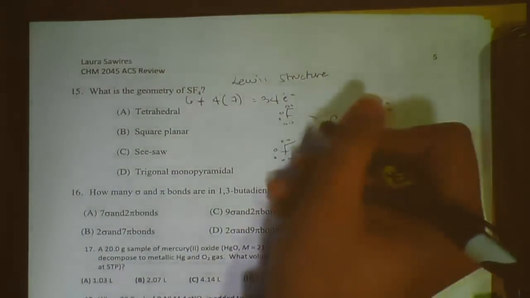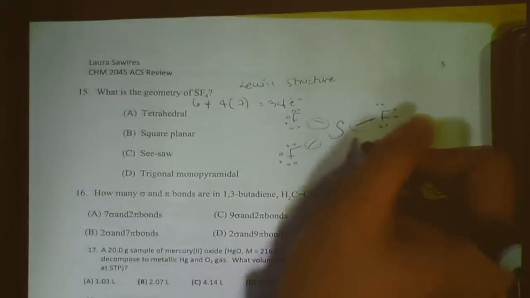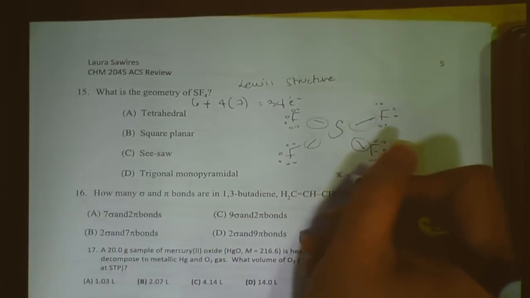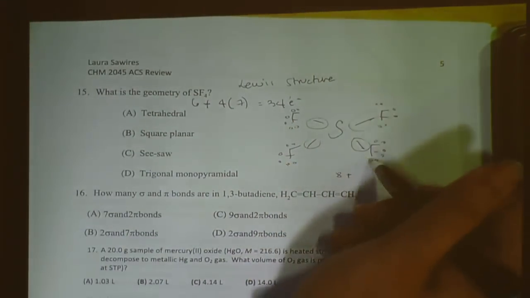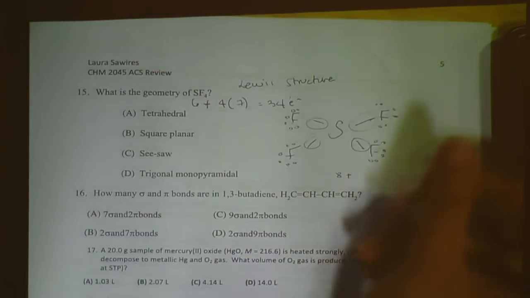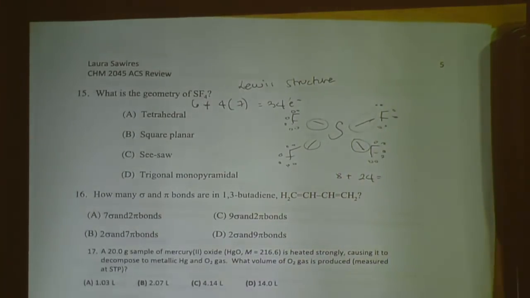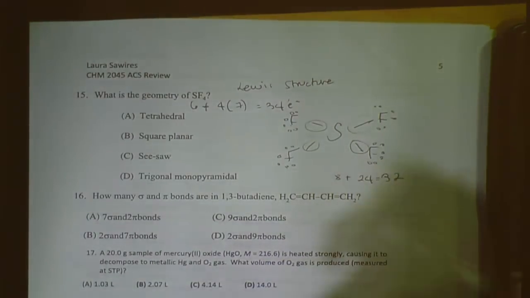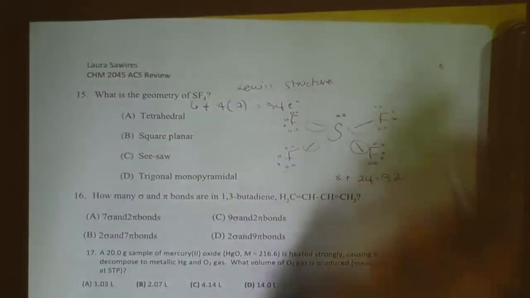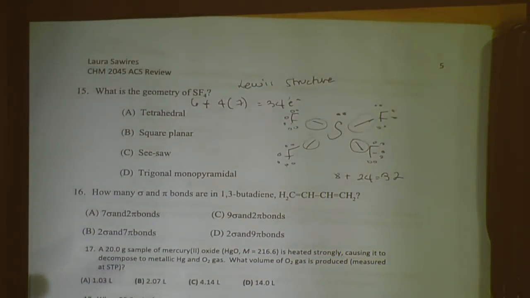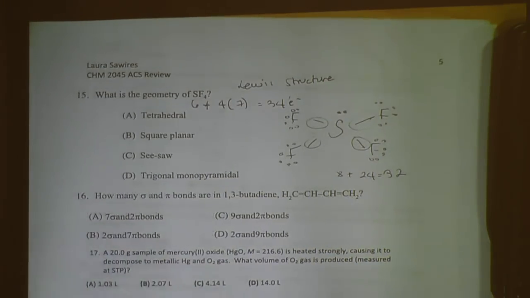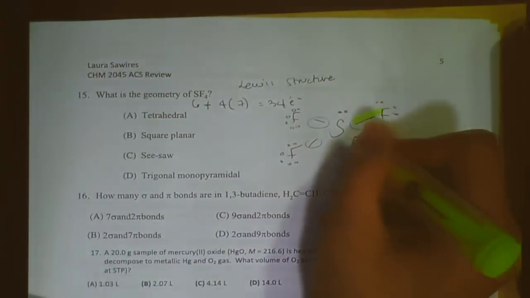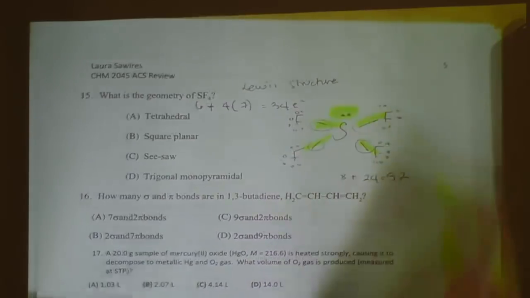So far I have 2, 4, 6, 8, plus 6, 6, 6, and 6, which is 4 times 6, which is 24. 8 plus 24 is 32. That means I am missing 2 electrons. I'm going to add them on the S because it can exceed the octet. So now I have 1, 2, 3, 4, 5.